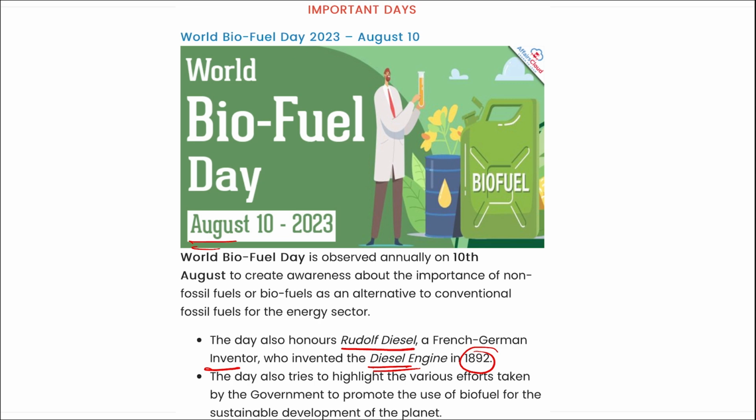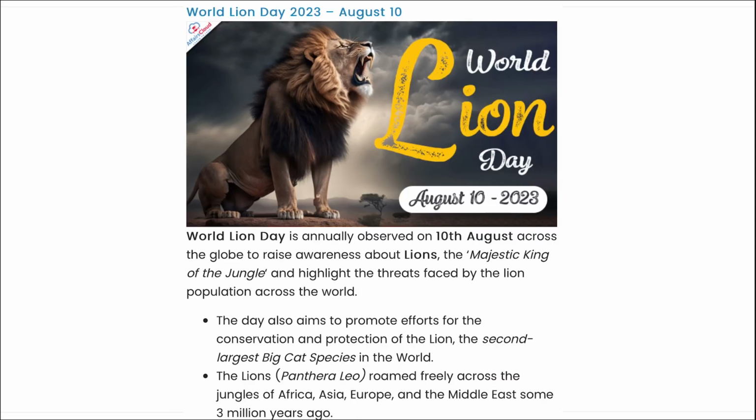Next is World Lion Day. On 10th of August, we observe World Lion Day, to raise awareness about lions, the majestic king of the jungle, and it highlights the threats faced by the lion population across the world. The scientific name of the lion is Panthera leo.